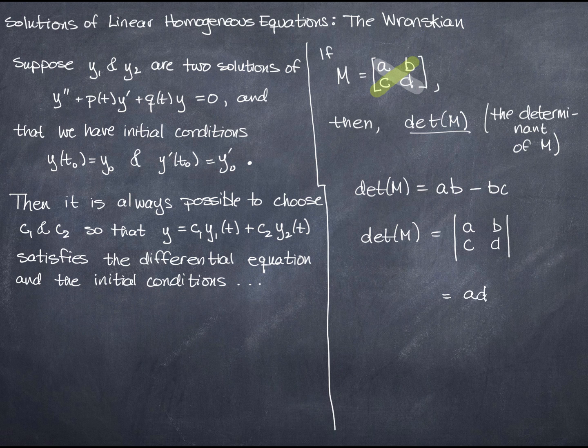It's AD. I've just realized I wrote AB here. I meant AD, the product of the diagonal values, AD minus the product of the other diagonal values, BC.